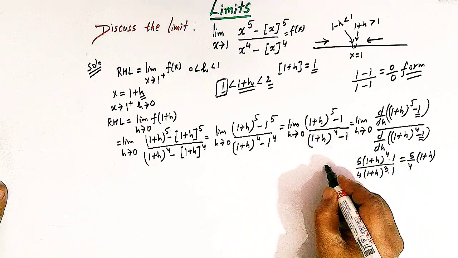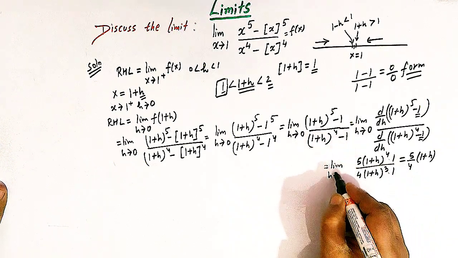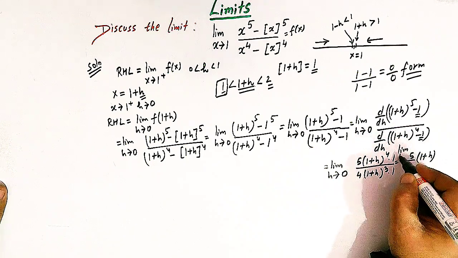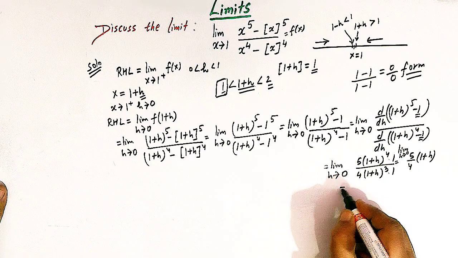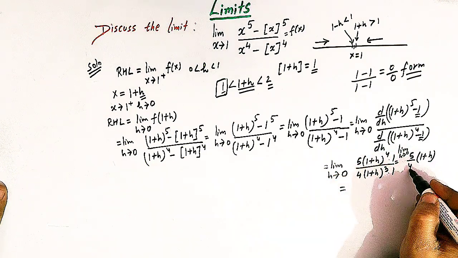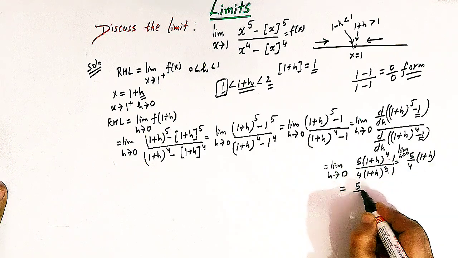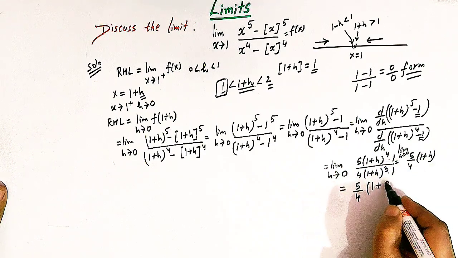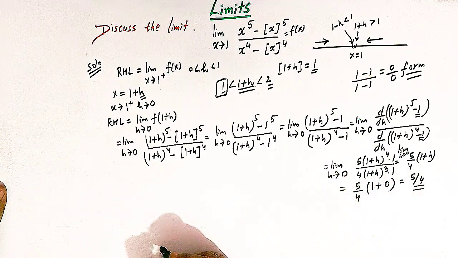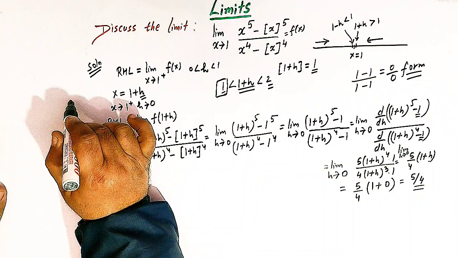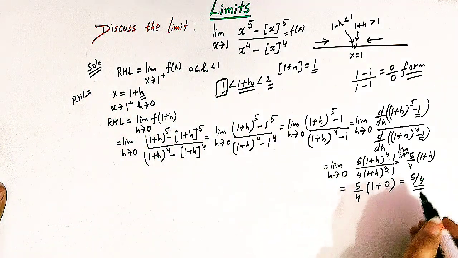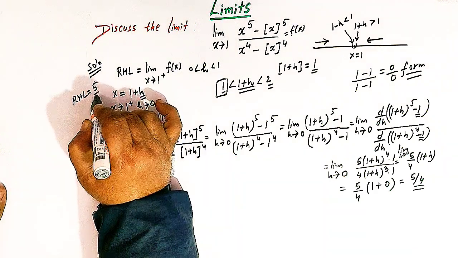So here we also have the limit notation, right? Okay, so now we can take h is equal to 0. So limit h tends to 0, 5 by 4 times (1 plus h) is 5 by 4, and here we have 1 plus 0. So this is simply 5 over 4, right? So the right hand limit of this function when x approaches 1 is given by 5 over 4.